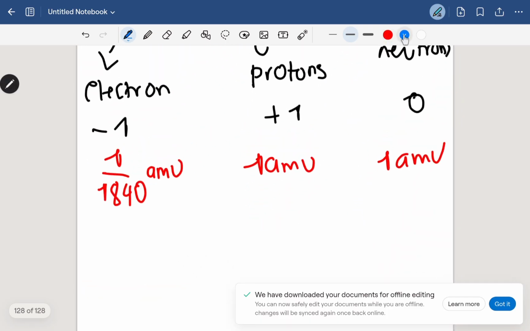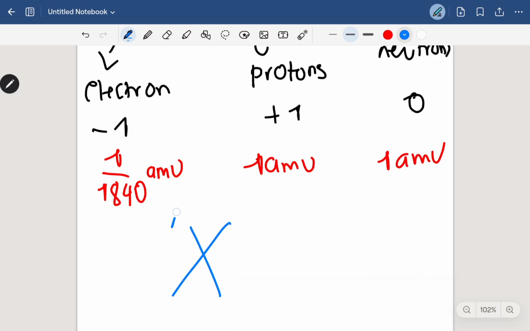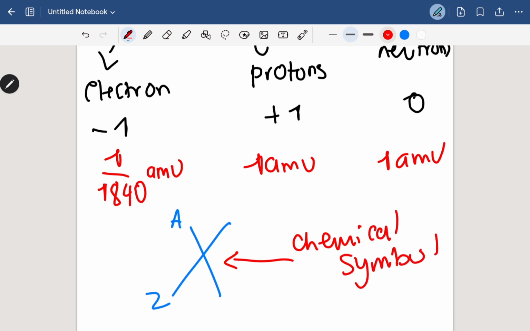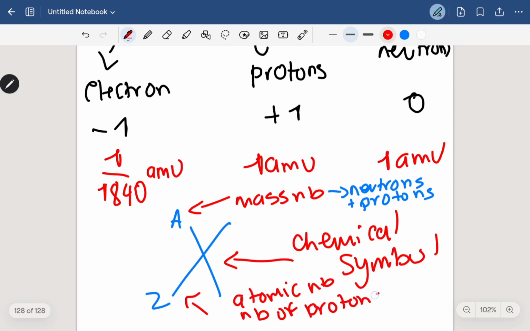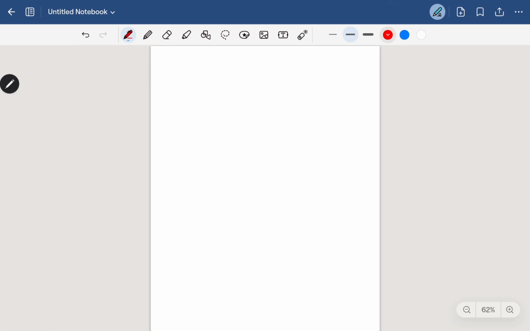Also, you need to remember this, where we had X, A, and Z. We know that X refers to the chemical symbol. A refers to the mass number, and the mass number is what? It is neutrons plus protons. And then we have Z. Z is the atomic number or the number of protons. Alright, so this is the first page done.